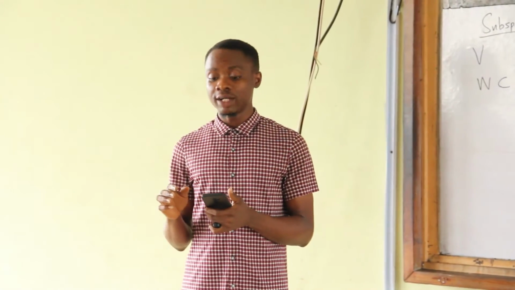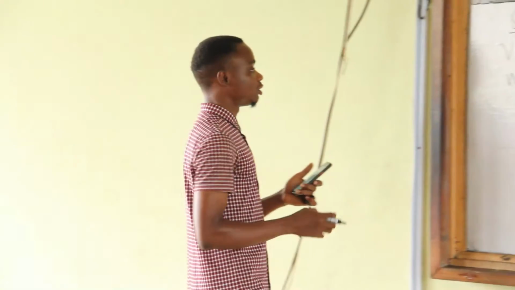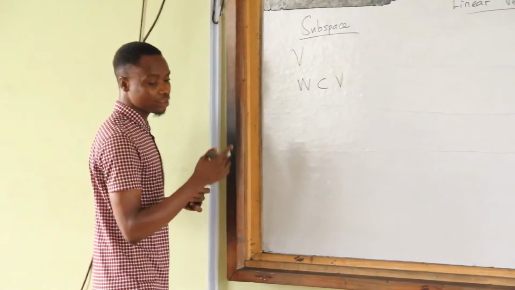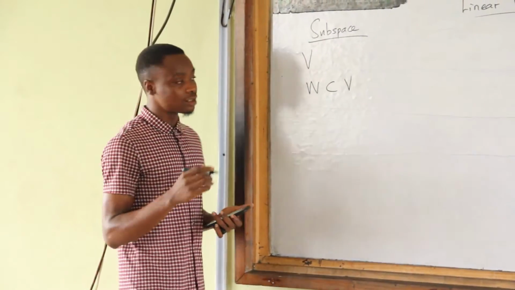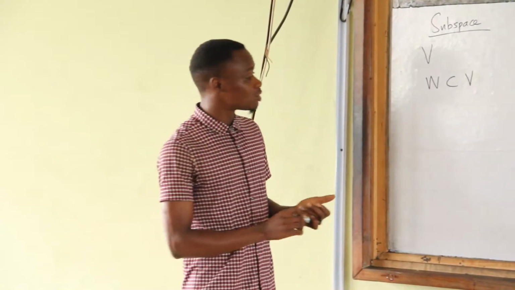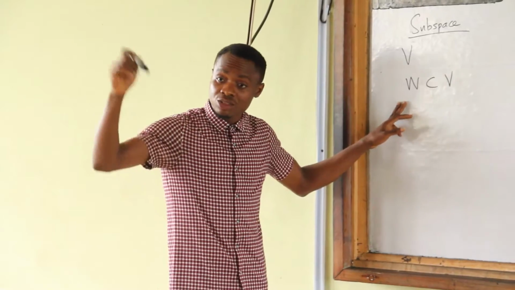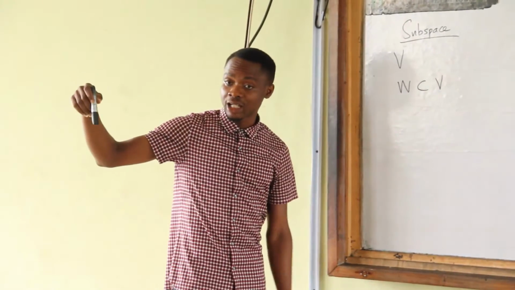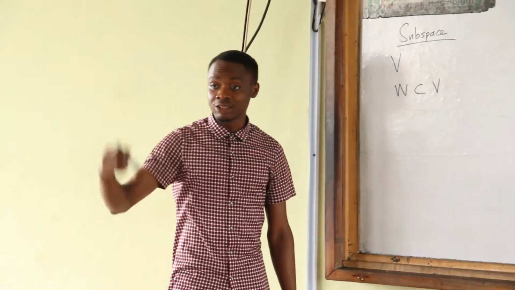Listen on this. Write in another line. A non-empty subset W of V. Please pay attention. Listen to something. For something to be a linear vector space, you know it has to contain the zero element. Can you remember that? It has to contain the zero element.